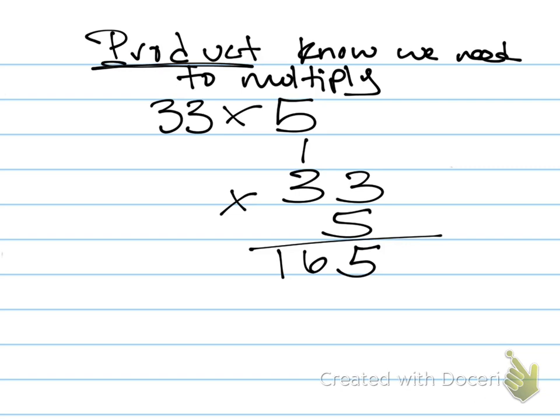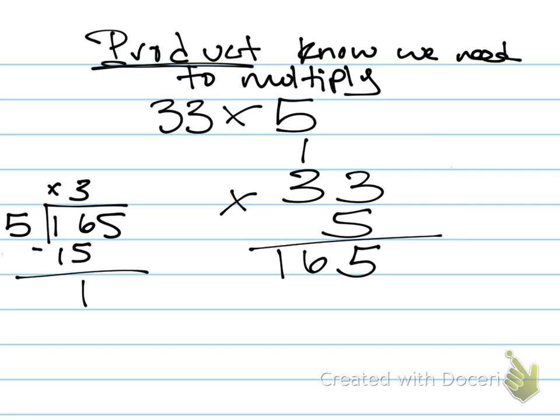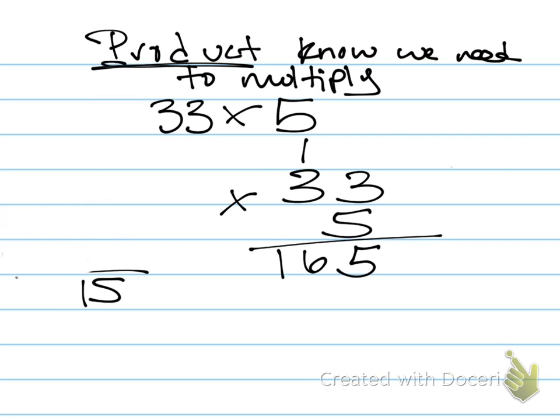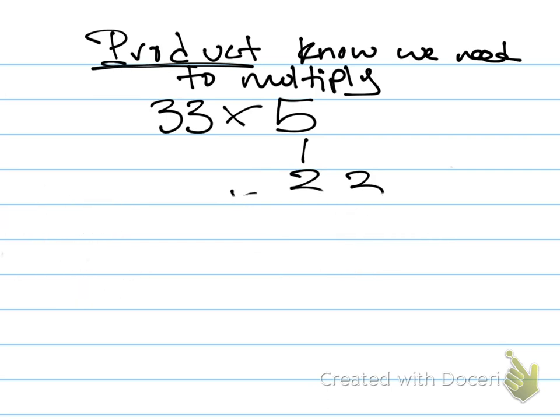We can check that again with our division. So 5 goes into 165. Let's see, it can't go into 1. We're going to see how many times 5 can go into 16. 5 can go into 16 3 times. Subtract that. 15 left over, 3 times again. So yes, 33 is correct. That time I didn't catch myself.